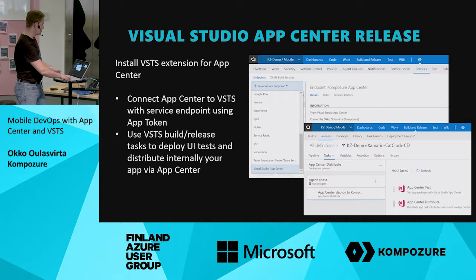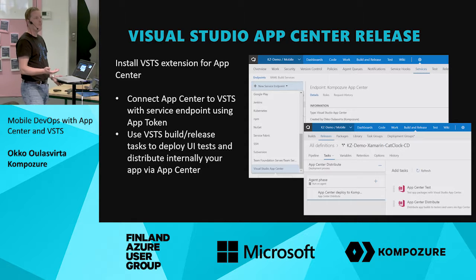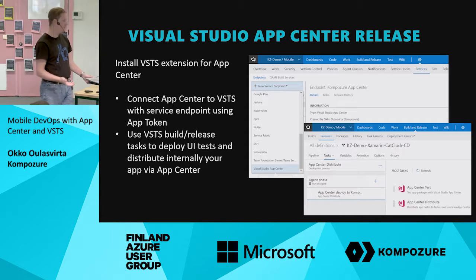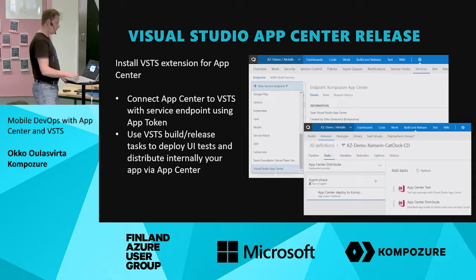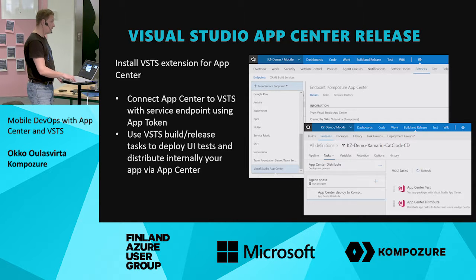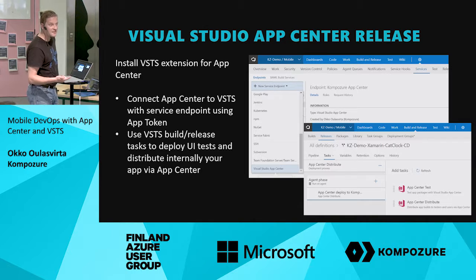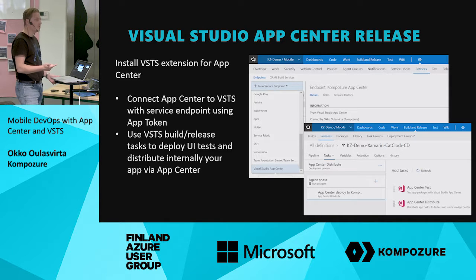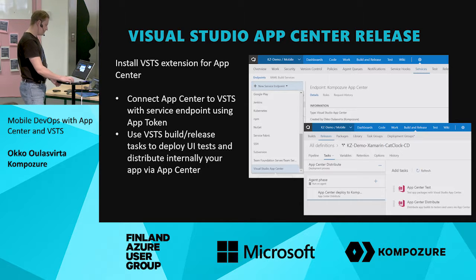To get started with App Center release on the Visual Studio Team Services side, what you need to do is there's an extension for it. So in Visual Studio Team Services, there's a marketplace for extensions. Most of them are free. And this is one of those. It's a free extension. And I need to remind you also that App Center itself is free to use. So you can use it for distribution, for example, freely. But if you want to do that UI testing automatically, that needs to be bought.